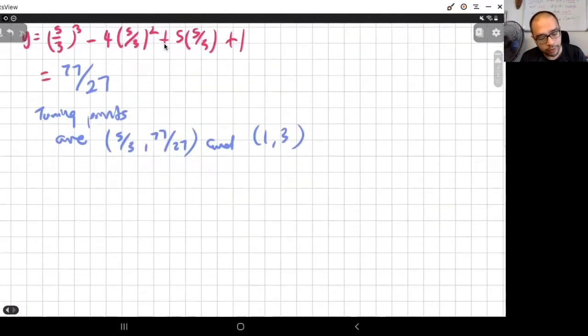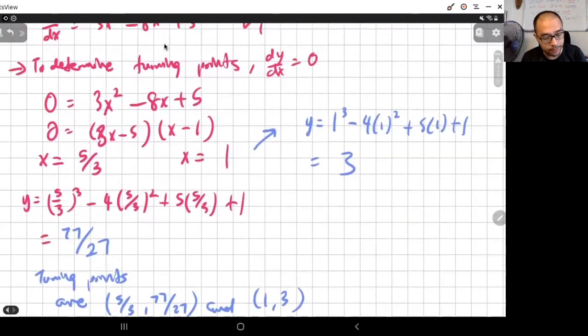Okay, now we have two turning points here. How do we know which one is minimum and which one is maximum? Definitely one minimum, one maximum. You cannot have both maximum, because how can you go to another maximum if there's no minimum in between? Right? So let's go to the second level of differentiation.